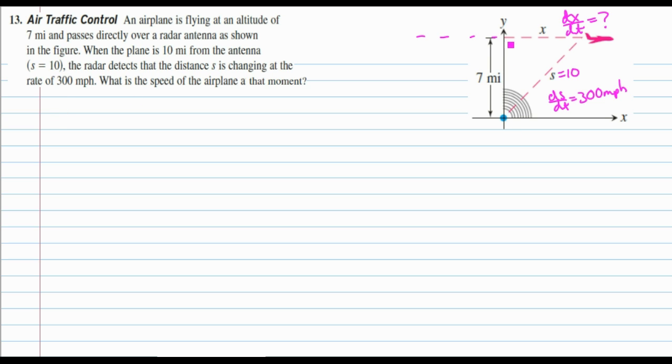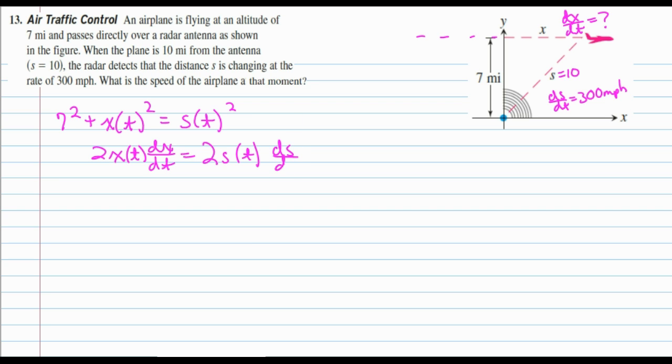So I'm going to say 7 squared, because that is fixed, plus x(t) squared. That is a function; it's changing depending on what time it is. And that equals s(t) squared, the hypotenuse. Now, the height is fixed, so its change in height is 0. The height is not changing at all. So that's why for 7 squared, 49, its derivative is 0. We don't need to worry about that. Now we'll put down the derivative of x(t) squared. So that's 2x(t) dx/dt equals, and then the derivative here, 2s(t) ds/dt.